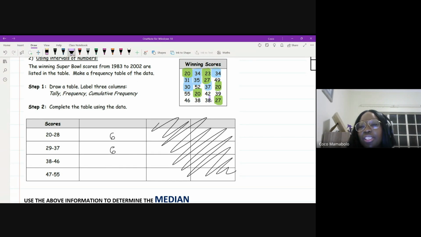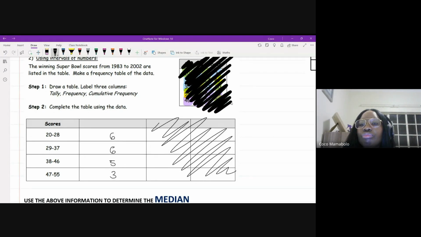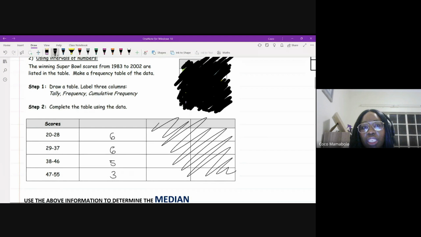Okay, 38 to 46. I've got 1, 2, 3, 4, 5. I've got 5 there. And for the last interval, 47 to 55, 1, 2, 3. All right, so we've got 3. Now, let's take this information that we've been given here. And let's say, for instance, like in the other examples, they didn't give us this information. All they gave us was what we are looking at over here.